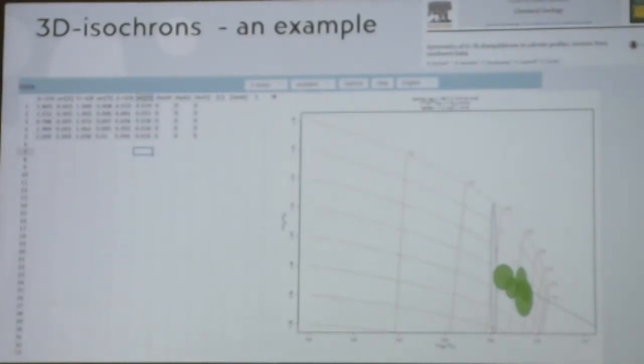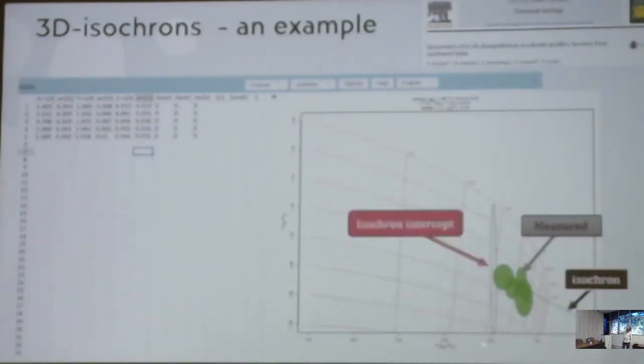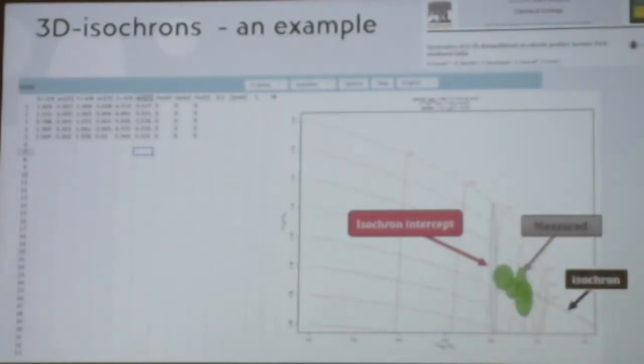What kind of plot is this? This is the evolution diagram. These are the measured samples. Imagine that you are looking at this in 3D, and these are above this. This is the isochron, and this is the isochron intercept. So this is actually projecting into this area, and this is giving us the isotopic composition of the detritus-free sample, and actually giving us an age.